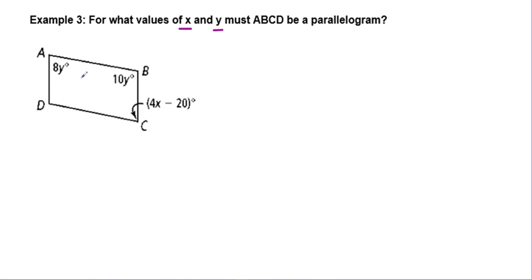That gives me a system of equations. We can do it, but let's just skip that by taking care of my consecutive angles. These have to add up to 180. So I'm going to have 8y plus 10y. That gives me 18y is equal to 180. Gotta love this one, because when we divide by 18, we just get y is equal to 10.